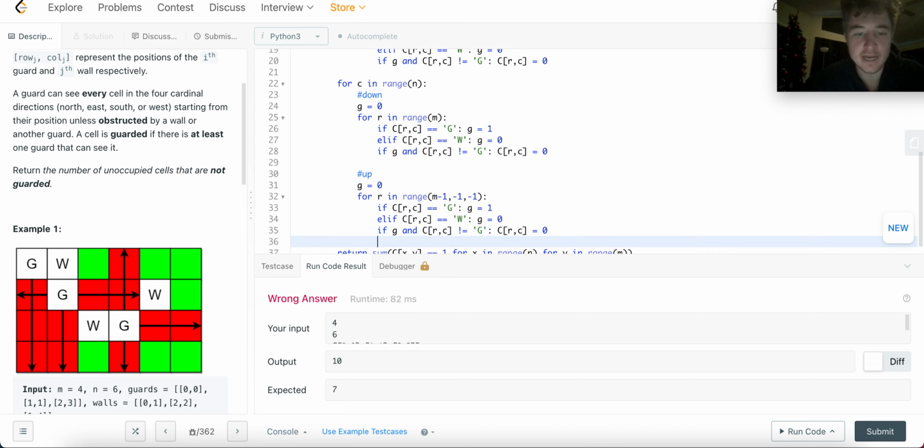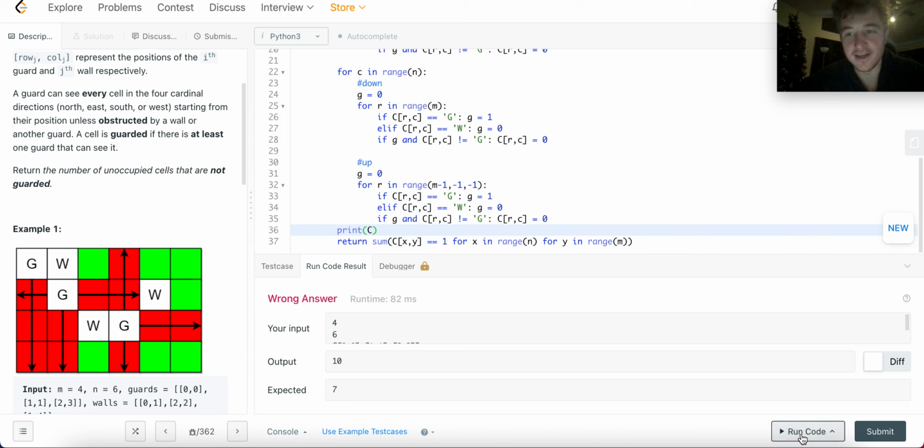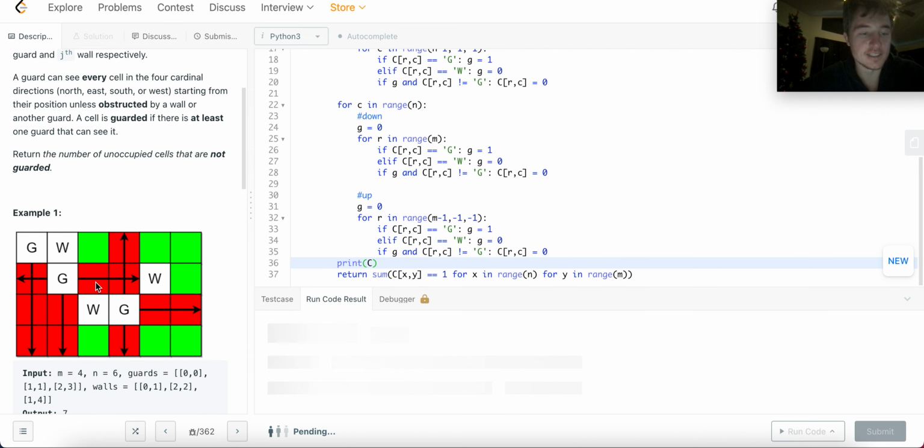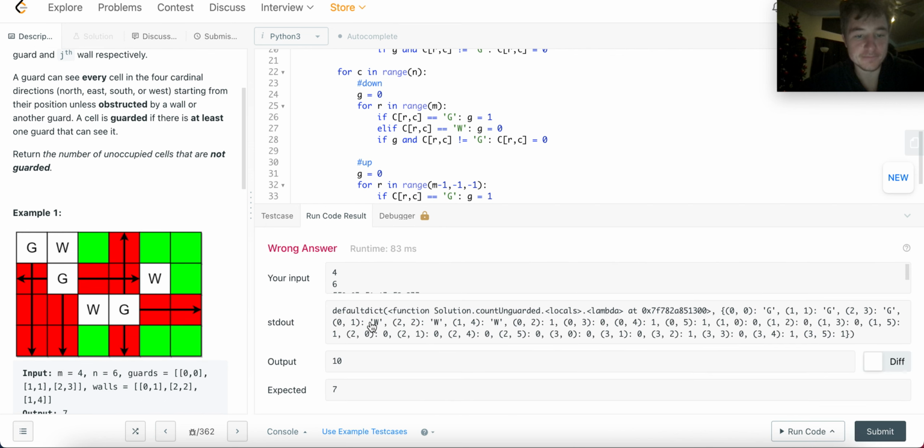Let's print out actual C, so let's see what this thing thinks the system looks like. So 0, 0 is G, 1, 1 is G, 2, 3 is G, 0, 1 is W, 2, 2 is W, 1, 4 is W. 0, 1, 2 is 1, but it should be 0.